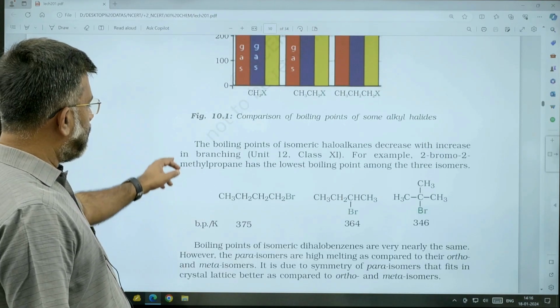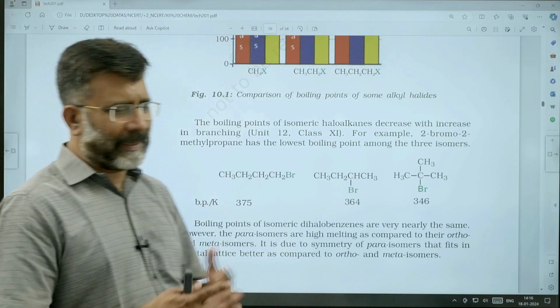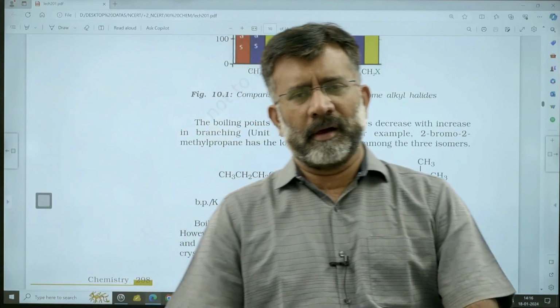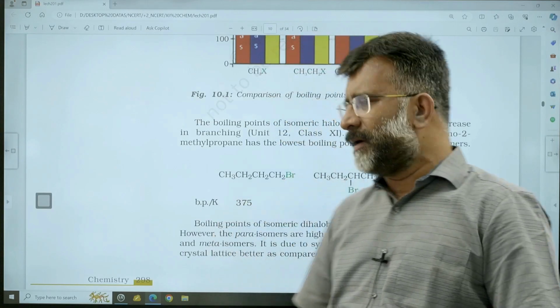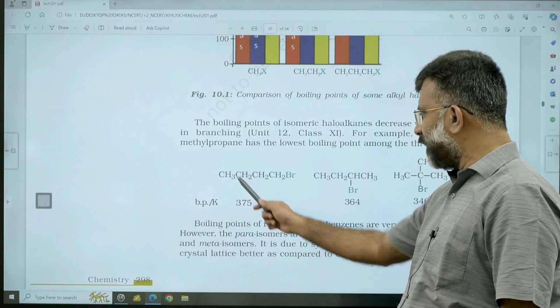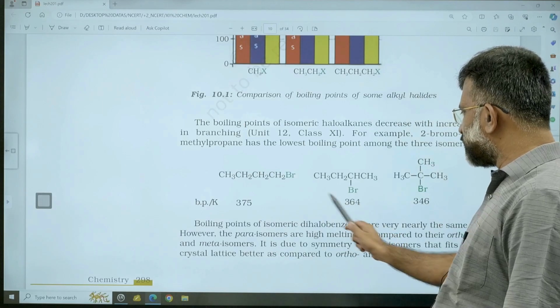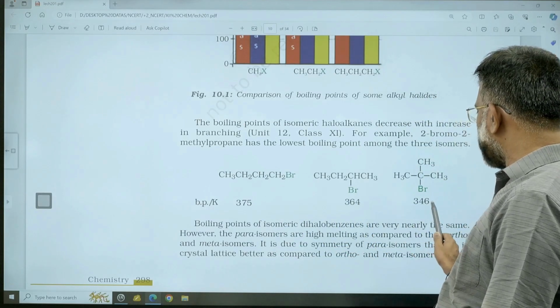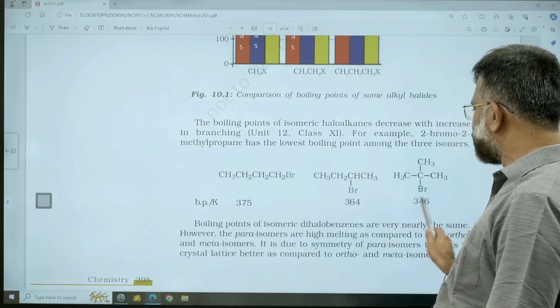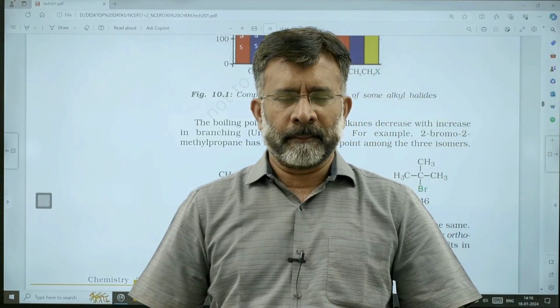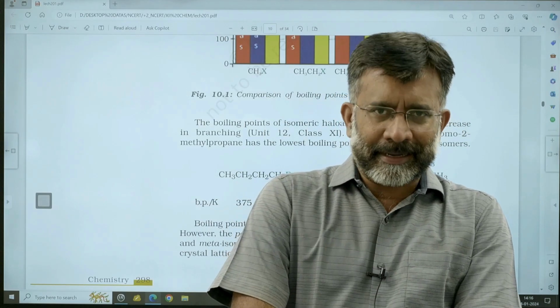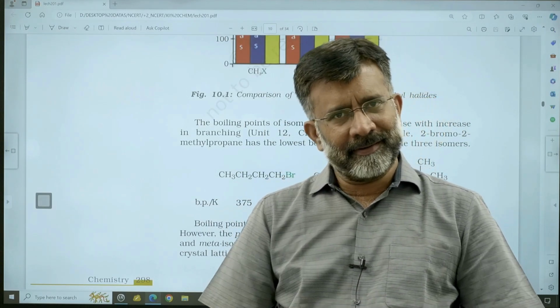And then another important point, a general comment for all organic compounds, all of you know: with increase in branching, boiling point decreases. 375 for a linear chain, 364, a decrease, 346, it's like a globular system. It's more branched. So with increase in branching, the molecular attraction decreases, and the boiling point decreases.